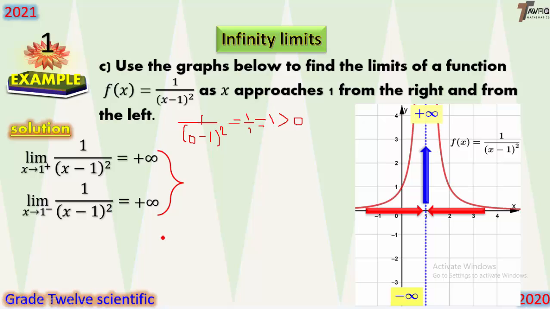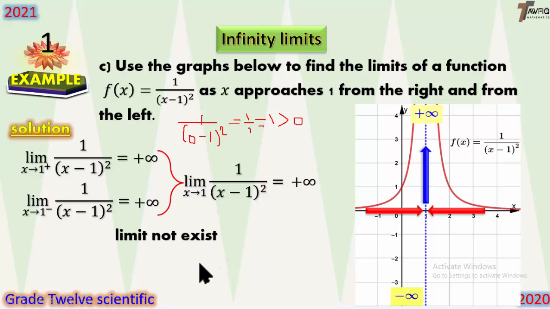Here we can say that the limit when x approaches 1 of 1 over (x minus 1) squared is positive infinity. But be careful, the limit does not exist, but the limit increases without bound.